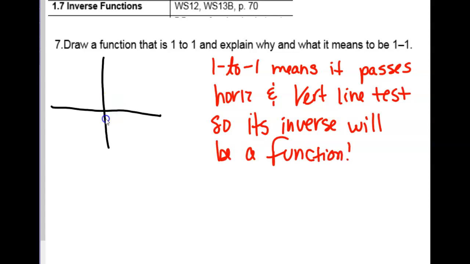So what do you want me to draw? A diagonal line would work, okay? Anything but a vertical or horizontal line. So oblique, is that the word we use at some point? Diagonal works. You could have drawn a square root graph. You could have drawn half a parabola. Could have drawn a cubic. Anything that will pass both a horizontal and vertical line test.